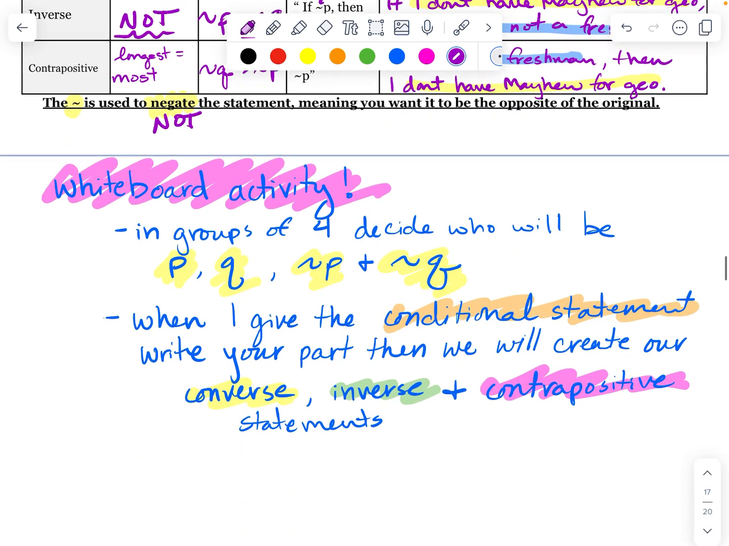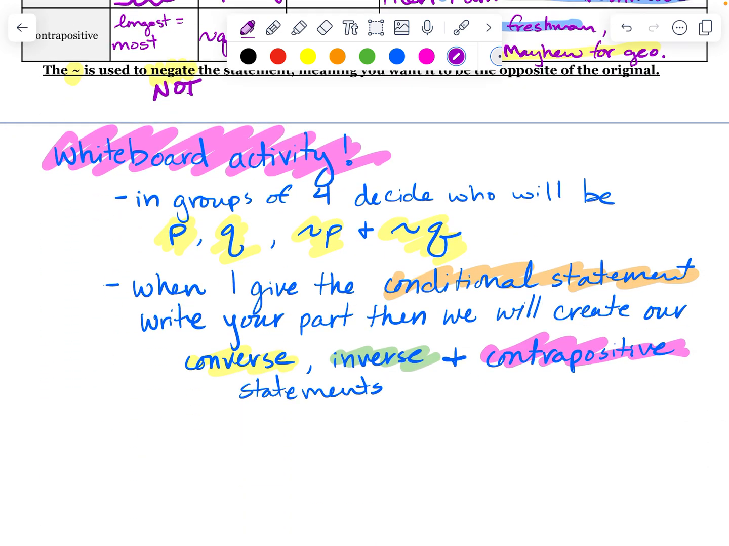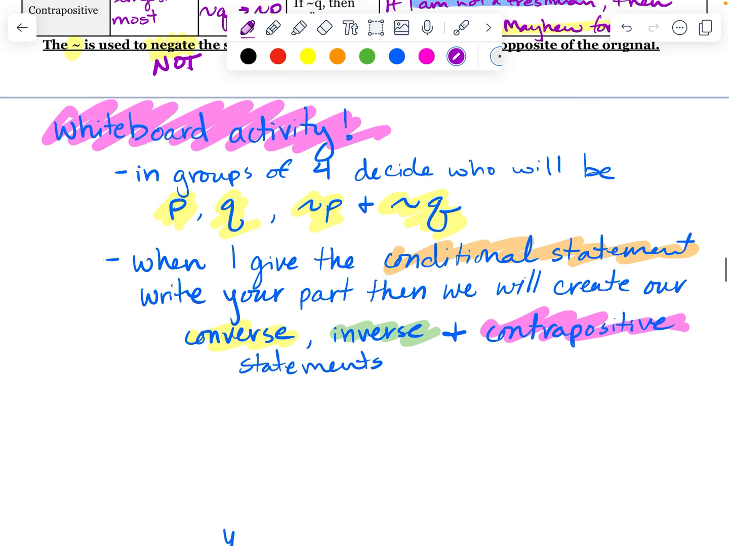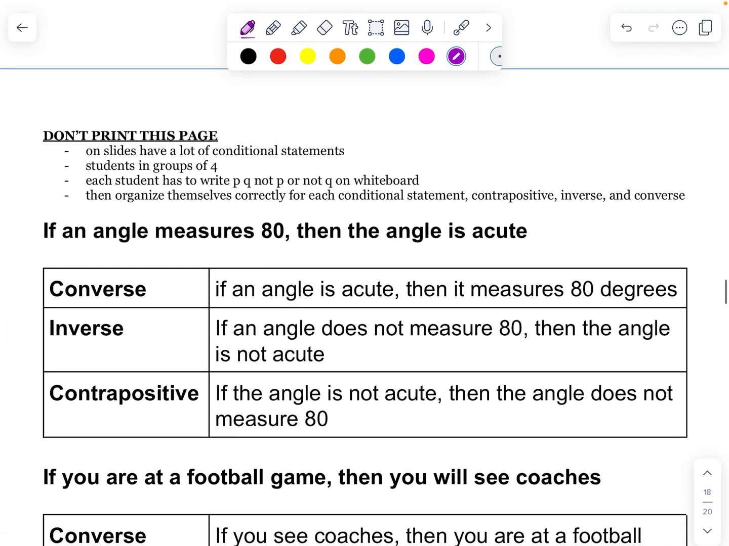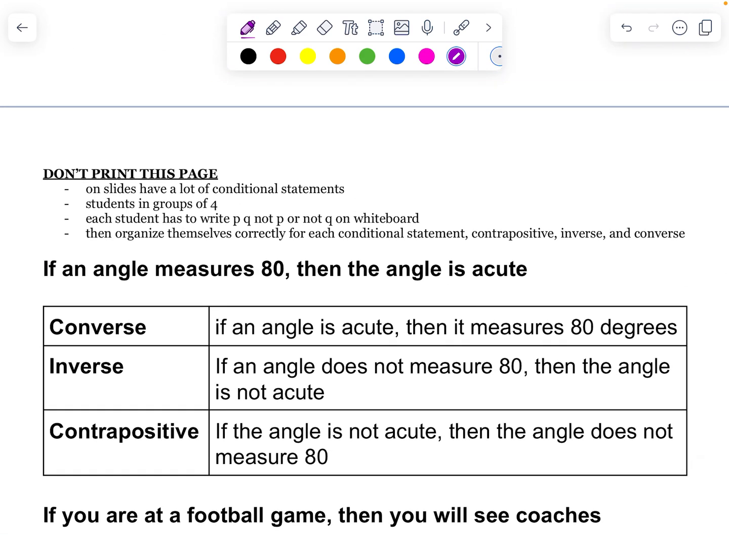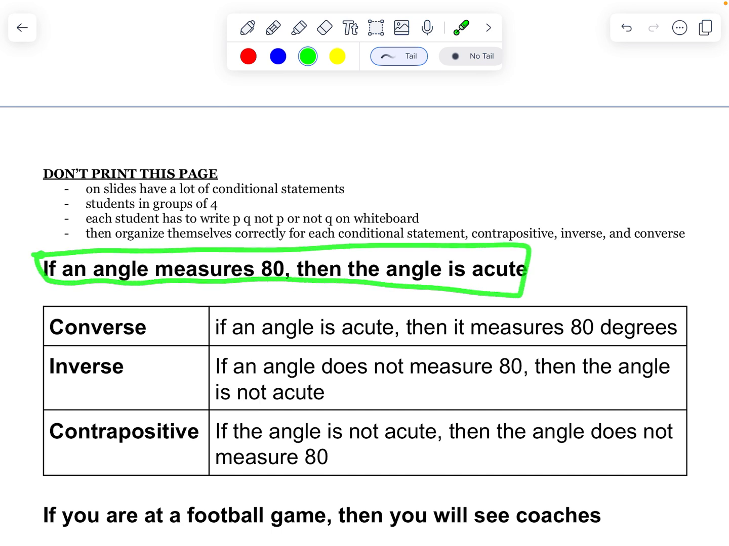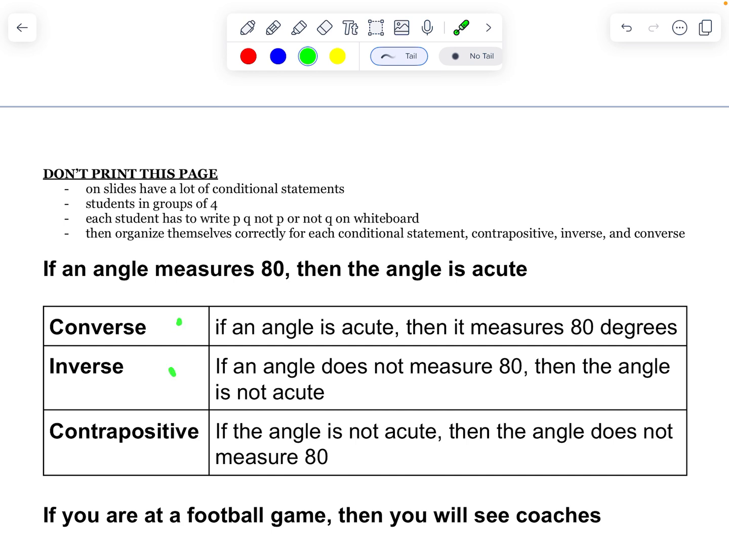We do an activity as a group that if you are not here, you might want to redo on your own, pausing this video and checking your ideas. So we split up each one of these statements. The original: if an angle measures not 80 degrees, then the angle is acute. And we practice writing the converse, the inverse, and the contrapositive. We did this as a group in an activity, but it would be very helpful right now. Look over this example. I'll do it with you real quick. If an angle measures 80, then the angle is acute.